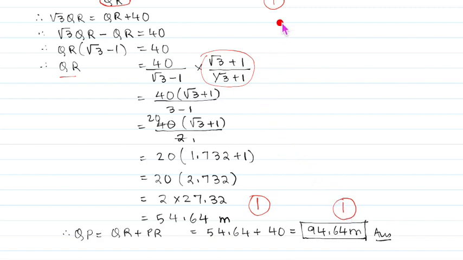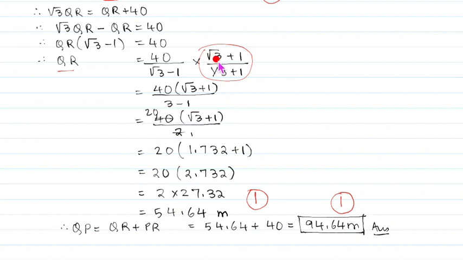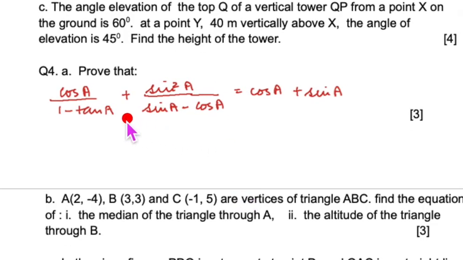So look at your marking scheme. I explained up to here. This was 1 mark. Then to get all this was 1 mark, and add that 40 here, and that was your 1 mark, and that is your 3C. And now we come to 4A. 4A is a trigonometric identity. Let us see how we solve it.